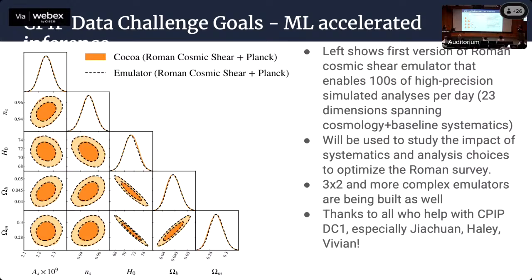So we are going to use this framework now to study the impact of systematics and of analysis choices to optimize the Roman survey. In stage 3 surveys, this has taken up an enormous amount of CPU hours. Now we're much faster. And so I wanted to thank everybody who's participating in the CPIP DC1, and especially also Jeshan, Haley, and Vivian, who've been working very hard to make this happen.